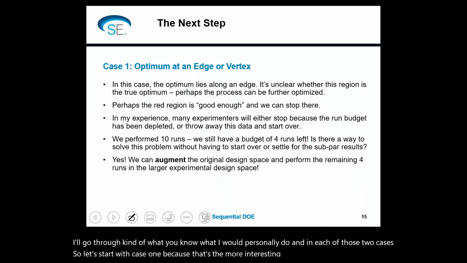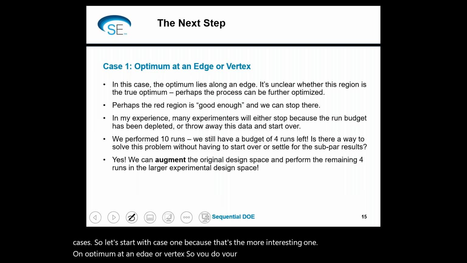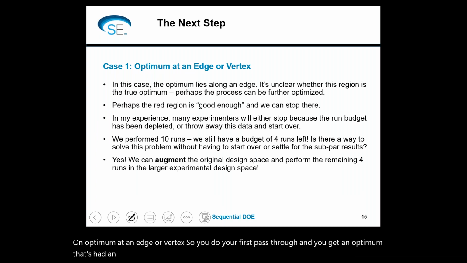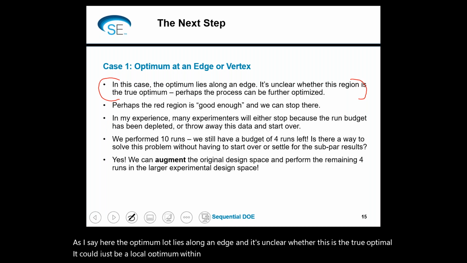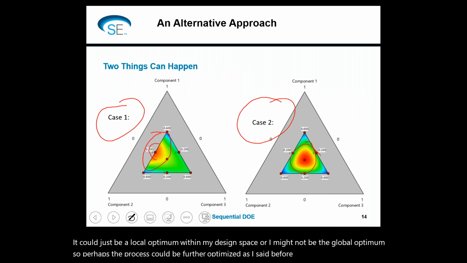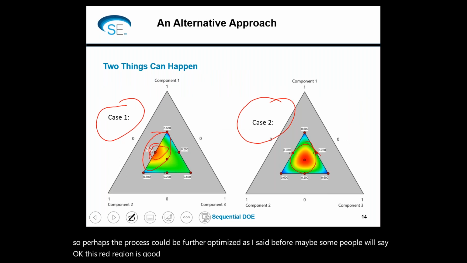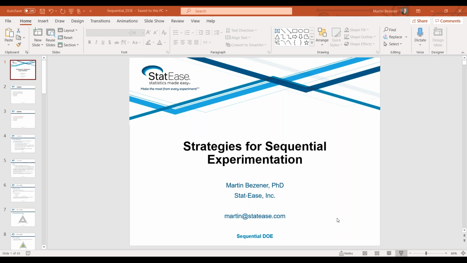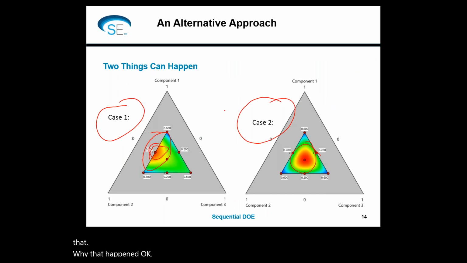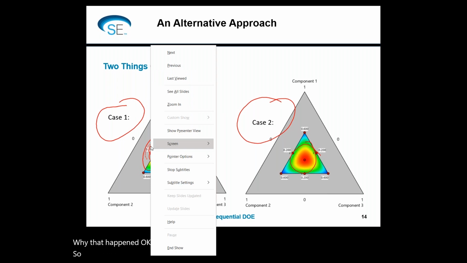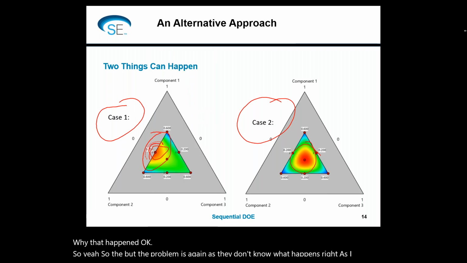So case 1, optimum at an edge or vertex. You do your first pass through and you get an optimum that's at an edge or a vertex. In this case, the optimum lies along an edge, and it's unclear whether this is the true optimum. It could just be a local optimum within my design space, or it might not be the global optimum. So perhaps the process could be further optimized. As I said before, maybe some people will say, okay, this red region is good enough, so I'm just going to stop. But the problem is, I don't know what happens right as I go outside of that space. So it makes me a little nervous.